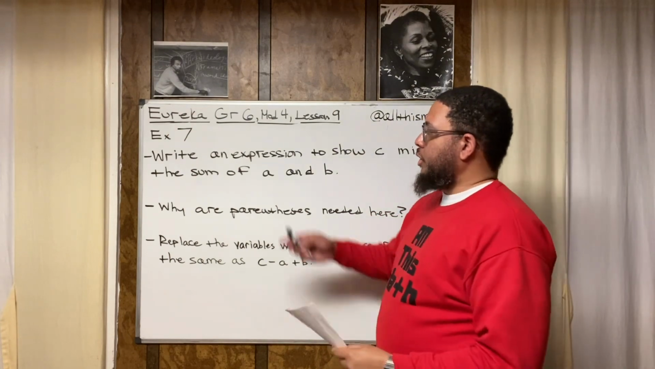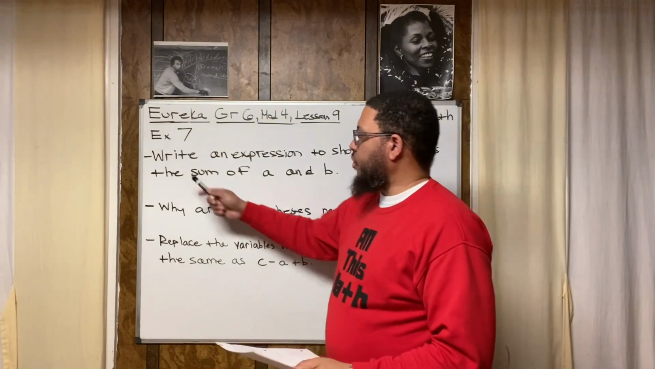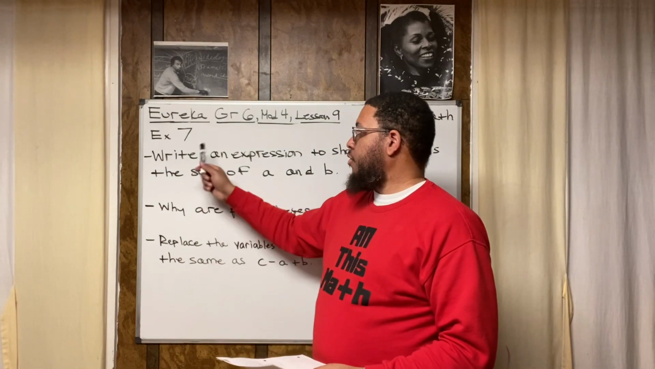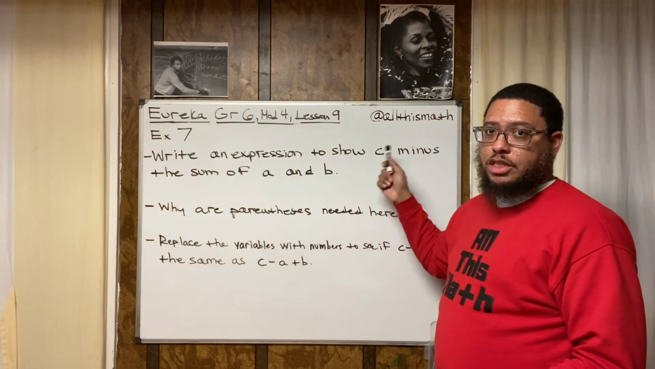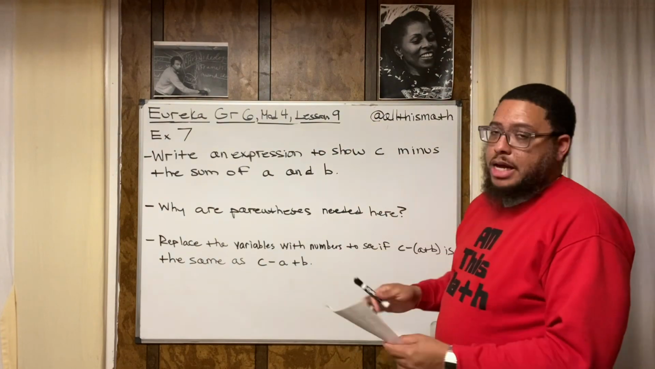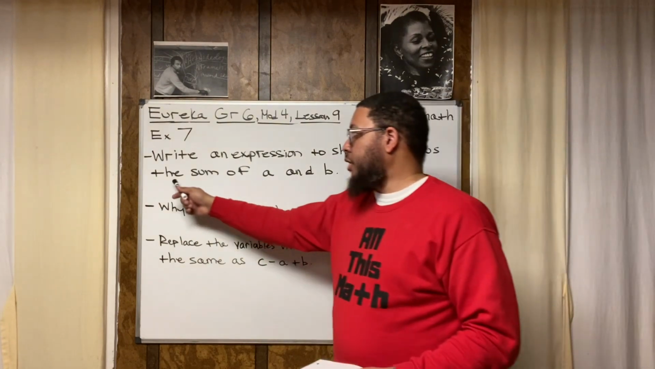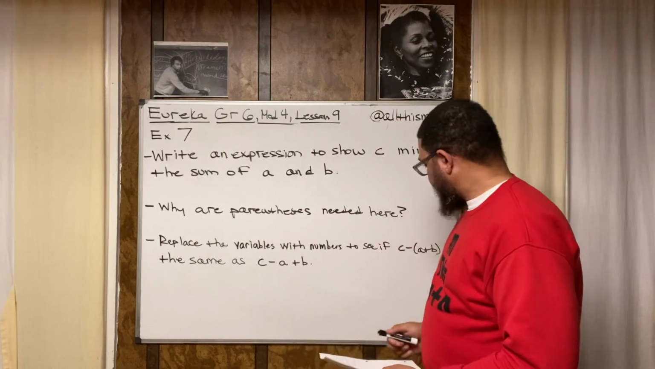All right. So now we're on example 7. So we have 3 responsibilities. First thing we're going to do is write an expression to show C, which is a variable. C is a variable, right? Notice it's a letter. It's not a number. C minus the sum of A and B.